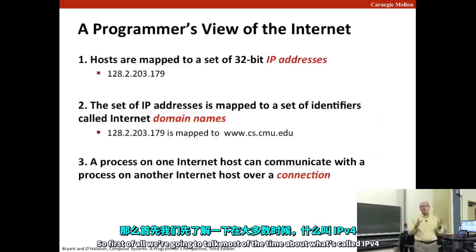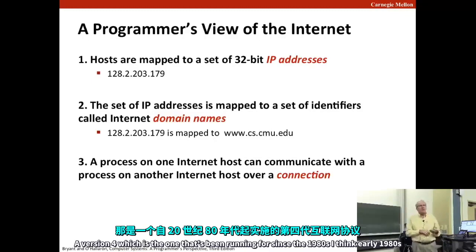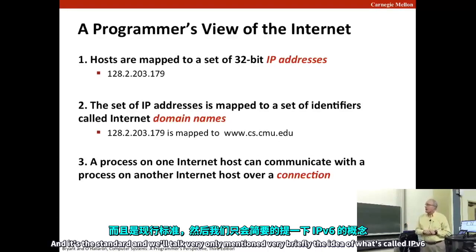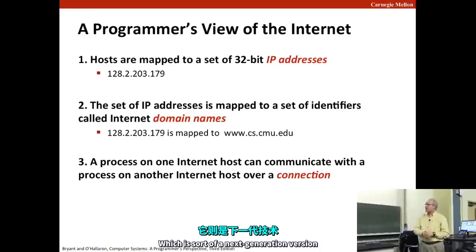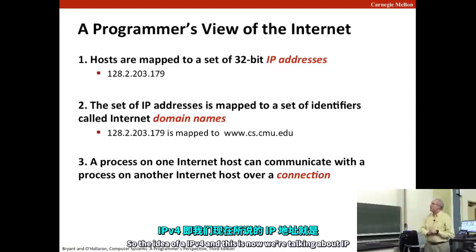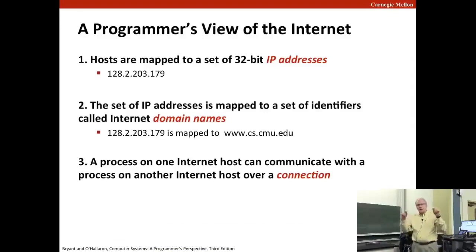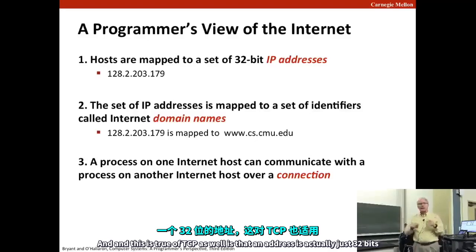So first of all, we're going to talk most of the time about what's called IPv4, version 4, which is the one that's been running since the early 1980s, I think, and is the standard. And we'll only mention very briefly the idea of what's called IPv6, which is sort of a next generation version. So the idea of IPv4, and this is true of TCP as well, is that an address is actually just 32 bits.